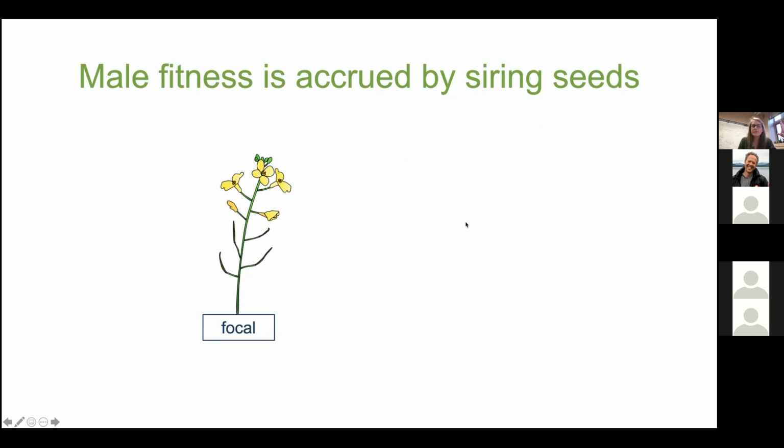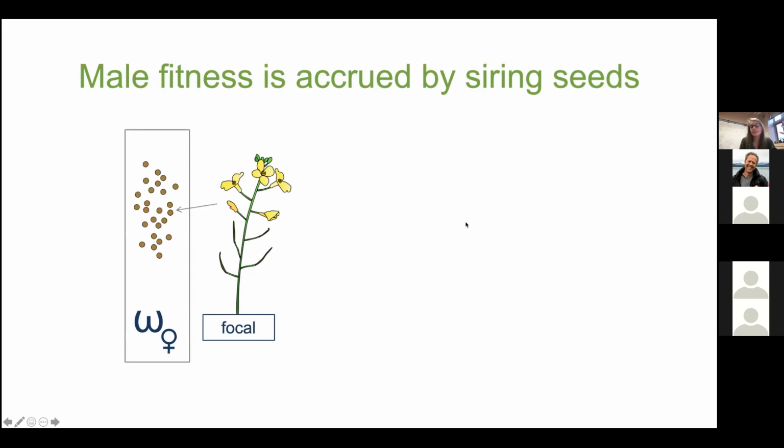Probably when you think about fitness in a plant, you think about measuring fitness as the number of seeds produced by an individual, right? Any flowering plant can mature its ovary into a fruit. The fruit contains seeds. Every seed produced by an individual contributes to that individual's female fitness, right? Those are the seeds that an individual produces itself.